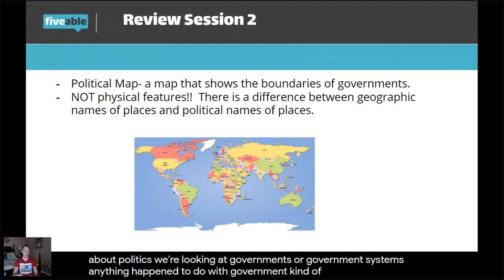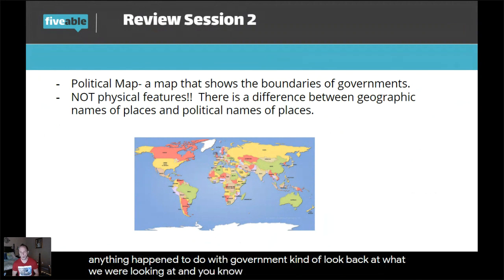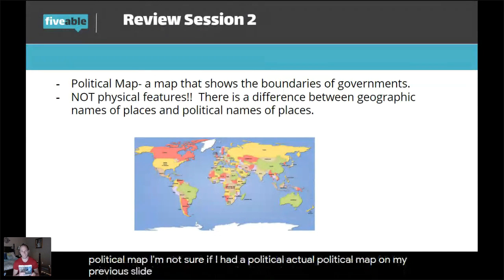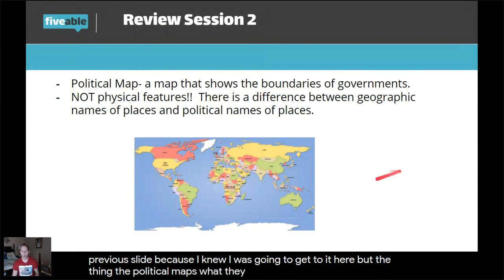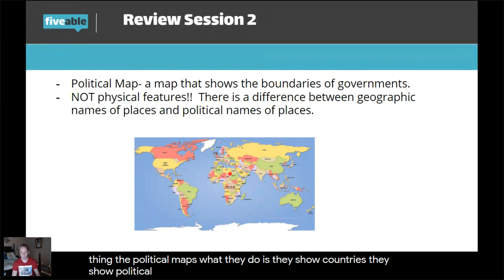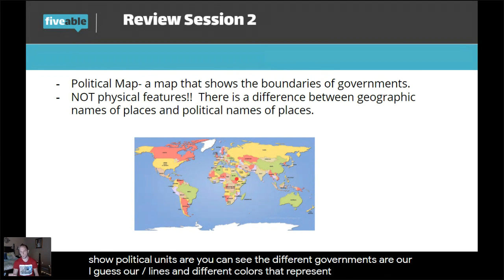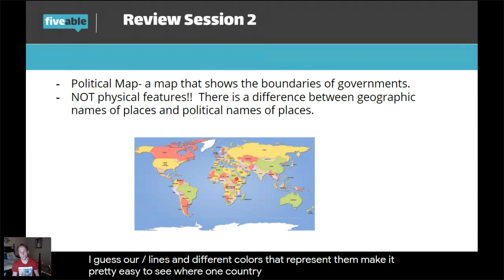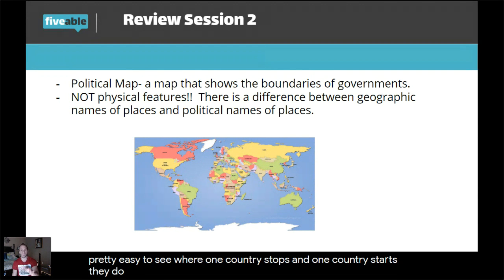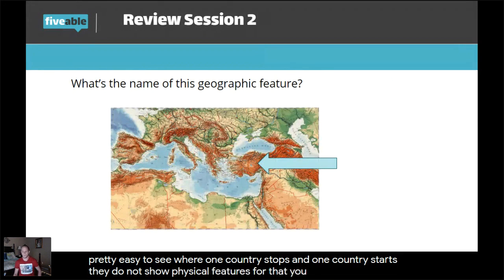Kind of a look back at what we were looking at in Unit 1 last week. I wanted to show you, this is a political map. I'm not sure if I had an actual political map on my previous slide, because I knew I was going to get to it here. But let's see, what political maps do is they show countries. They show political units. You can see the different governments are divided by lines and different colors that represent them. It makes it pretty easy to see where one country stops and another starts. They do not show physical features. For that, you would need a physical map.